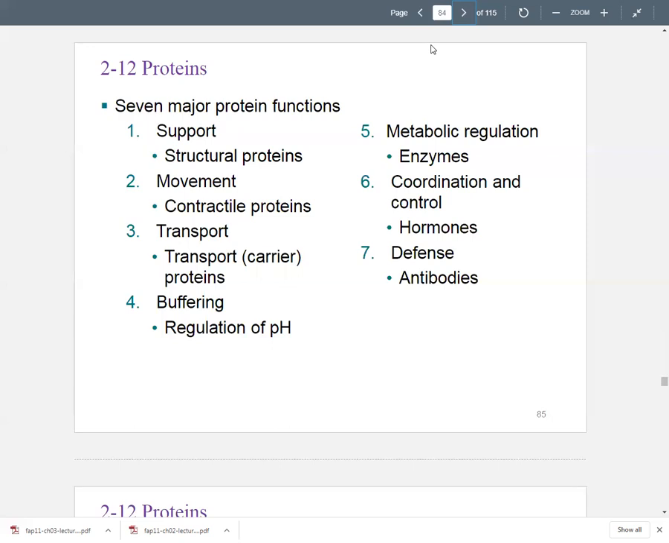They can provide support in the case of structural proteins. They can be involved in movement in the case of contractile proteins. They can be involved in transport in the case of carrier proteins or other transport proteins. They can be involved in buffering and help regulate pH. They can be involved in metabolic regulation, which is basically controlling chemical reactions. And enzymes do that. I think we learned a little bit about enzymes lowering the activation energy already.